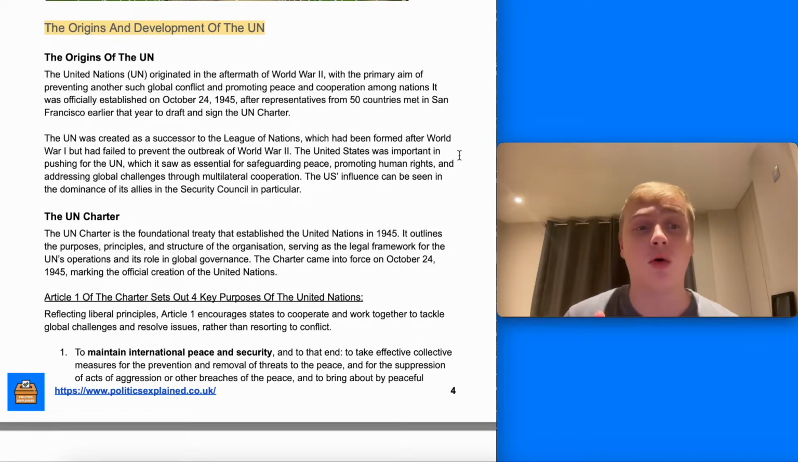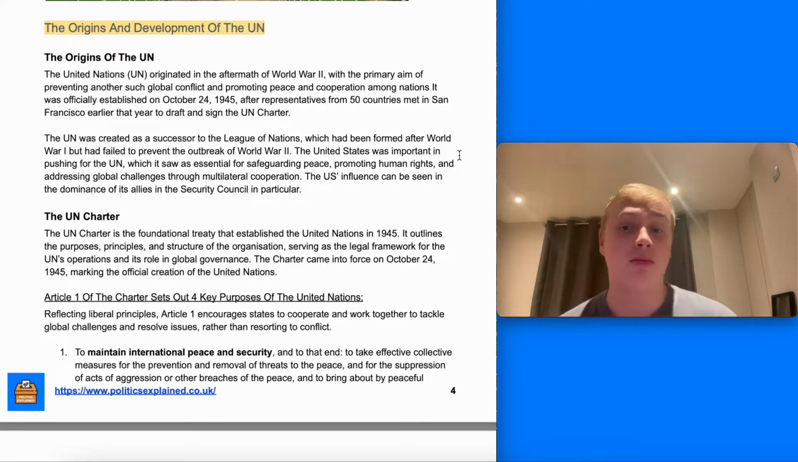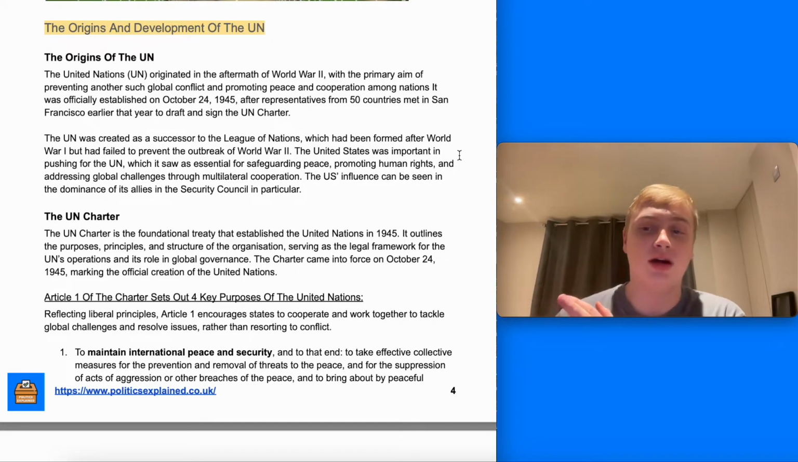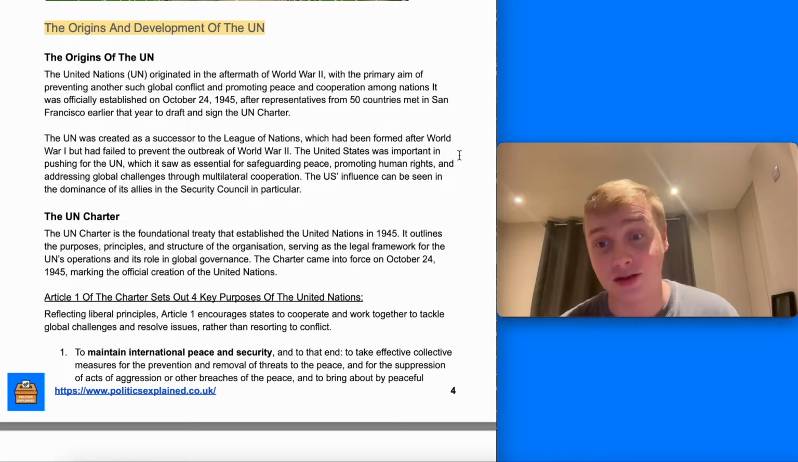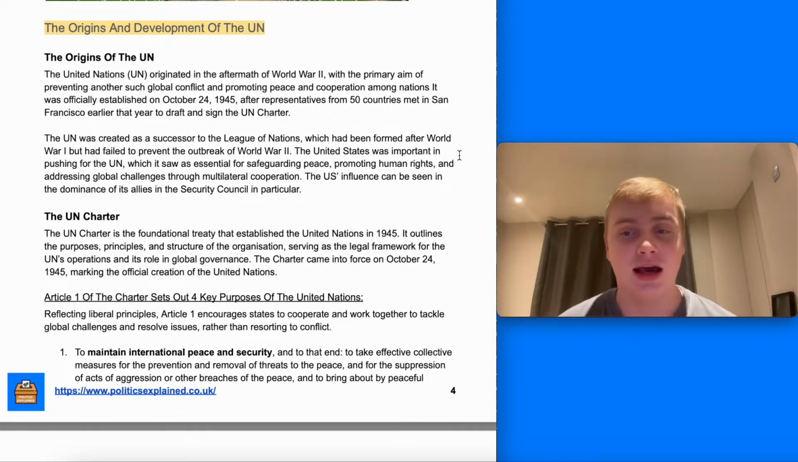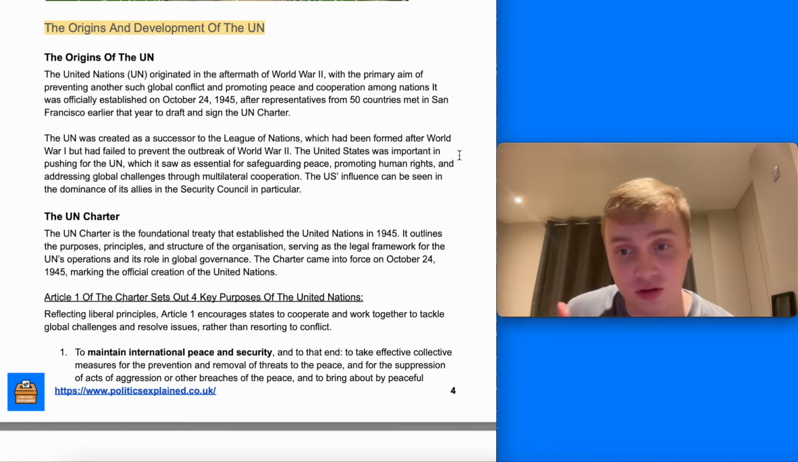The US was really important in pushing for the UN, which it saw as essential for safeguarding peace, promoting human rights, and addressing global challenges through multilateral cooperation. And the US's influence can really be seen in the dominance of its allies at the time in the Security Council. So actually, when it was founded, China, before it became communist, was one of its allies. The Soviet Union in the post-World War II era couldn't really be excluded. It wasn't yet in the Cold War. They'd obviously been allies during World War II, and France and the United Kingdom. We'll look at those P5 members, permanent members of the UN Security Council, in more detail later in the video.